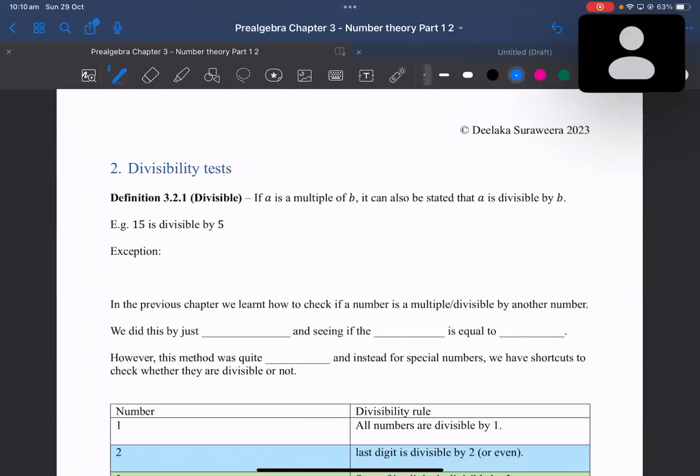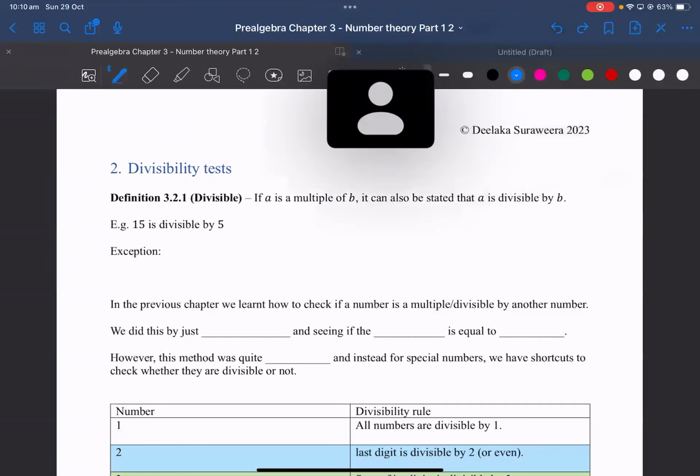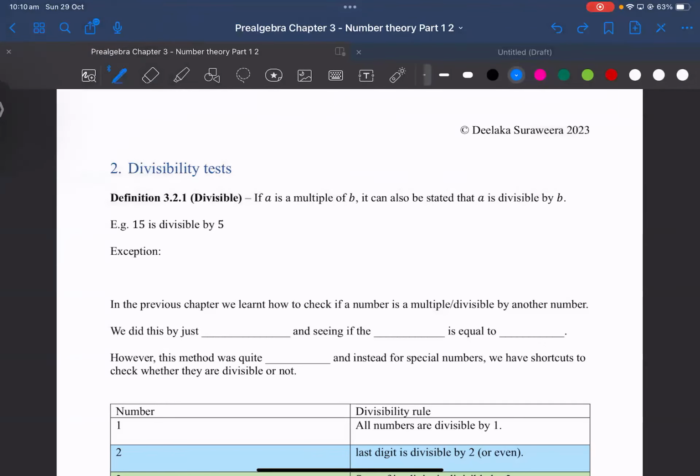So we're going to define a new term, which is divisible, which is the same as multiple. It basically means if A is a multiple of B, another way to say it is A is divisible by B. So if 24 is a multiple of 6, I can just say 24 is divisible by 6, or I can say 15 is divisible by 5.